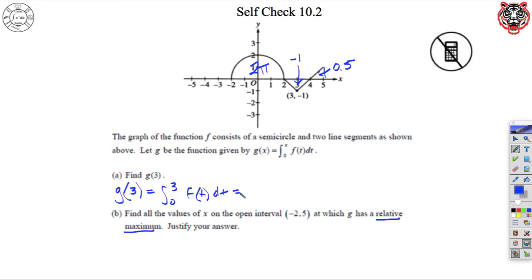Oh, whoops. I guess I should do that before I go on to part B. Yes, we need to solve for A. So between 0 and 3, that's directly cut in half, so that's going to be a -0.5. And that's going to be pi, so this is going to be pi minus 0.5. Sorry about that. Okay, thank you for catching that.